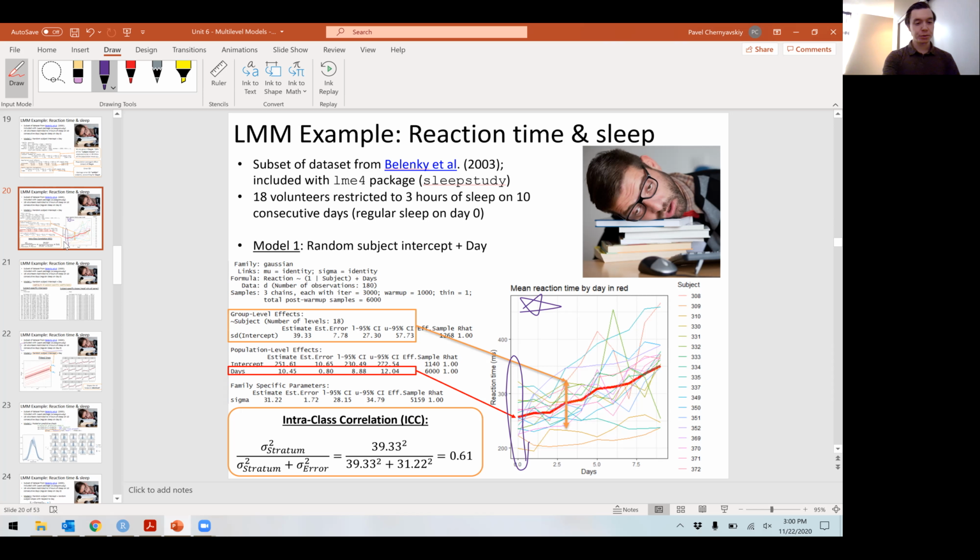Now, on average, we show that when we average over all of our subjects, the subjects got about 10.5 milliseconds slower per day. However, there was a pretty sizable between subject standard deviation of 39 milliseconds, which resulted in a fairly large intra-class correlation. And if you don't know what I'm talking about, again, please do look back on the previous lecture.